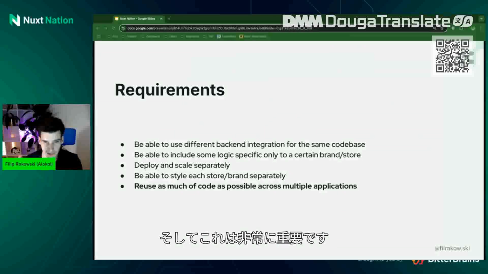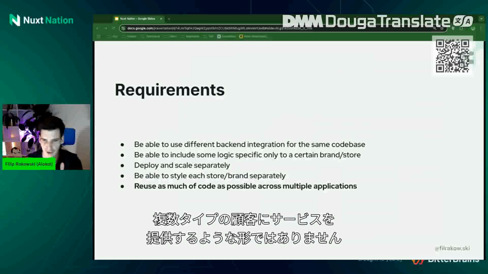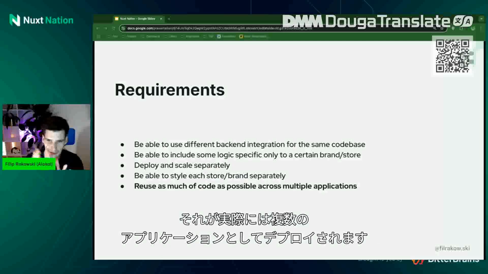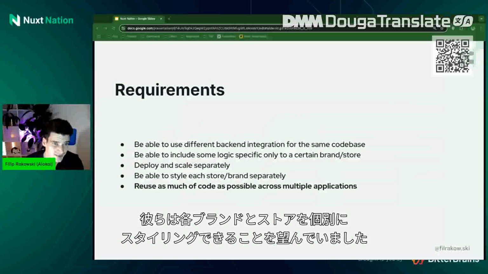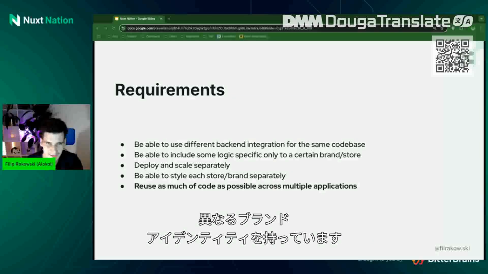They wanted to be able to deploy and scale separately. And that's super important. It's not a multi-tenant architecture where we have a single code base and a single instance of the application serving multiple types of customers. Here we have a single code base that is actually deployed into multiple applications. They wanted to be able to style each brand and store separately. Obviously, Butterfly and Capybara have different designs and different brand identities.